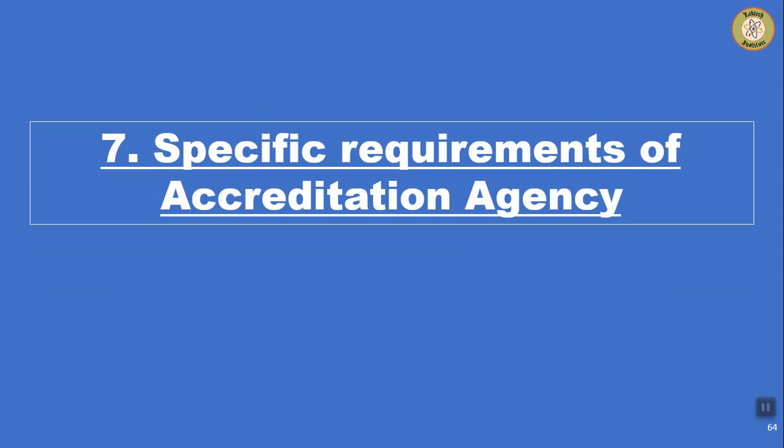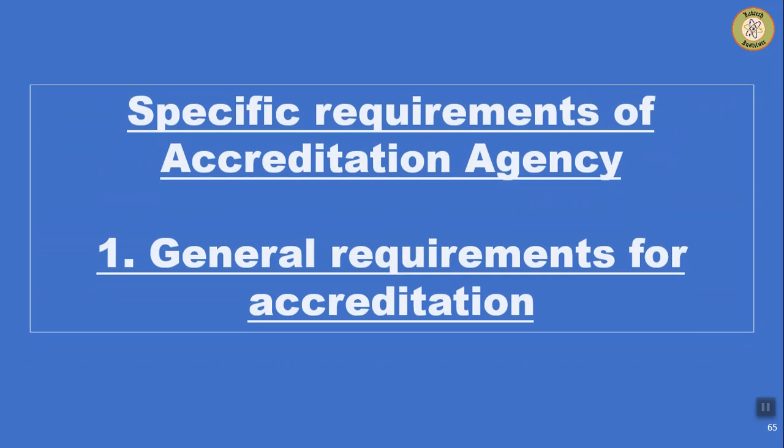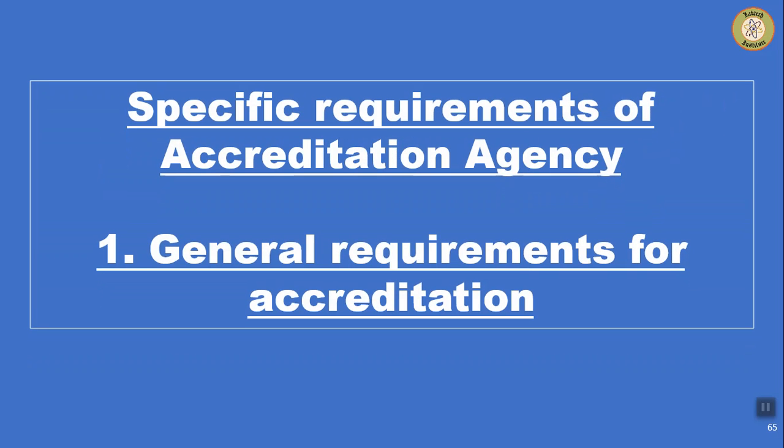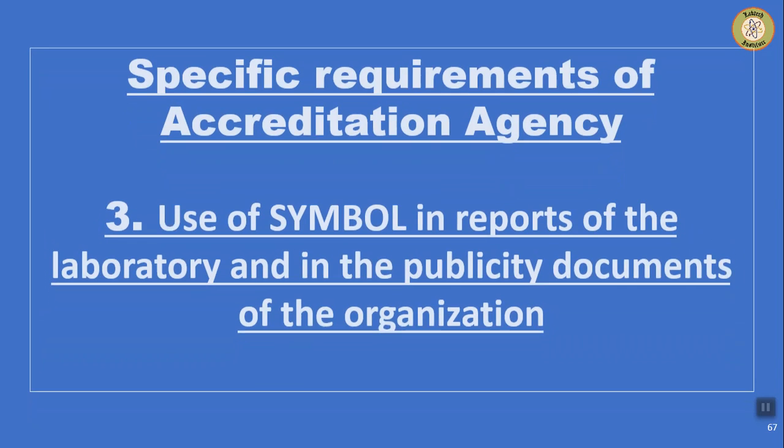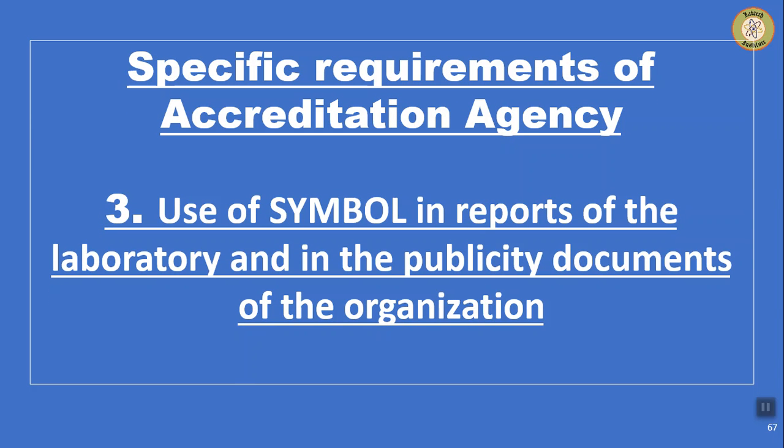Then there are the specific requirements of the accreditation agency, which is very important. Here there are several types of requirements. One is the general requirements for accreditation, and then comes the sign-off of the contract document. So it has to be signed off, and the elements of this contract document are explained. Then comes the use of symbol. Once your laboratory is accredited, you will be using the accreditation symbol of the accreditation agency and maybe the ILAC symbol also. There are some restrictions, some norms for using the symbol. Those are explained here, and you can use these symbols in your publicity documents also by following those norms.